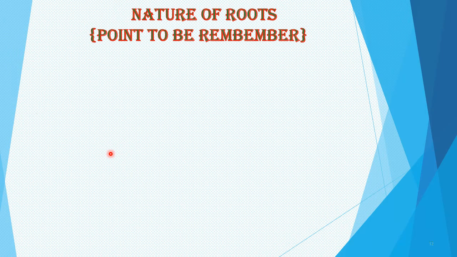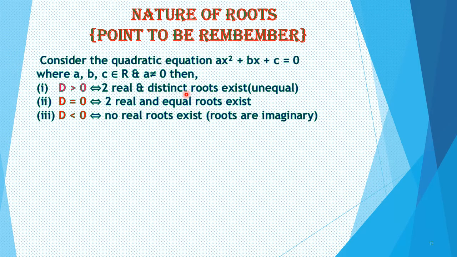So students, in this you have to remember a few points. For a quadratic equation ax square plus bx plus c is equal to 0, where a, b, c belong to real numbers and a is not equal to 0: if D is greater than 0, meaning the value of the discriminant is greater than 0, then we get two real and distinct roots. Distinct means unequal. Second condition, if D is equal to 0, then two real and equal roots exist. Third condition, if D is less than 0, then no real root exists. In this case, we will be getting imaginary roots, so we will not find the value of x.